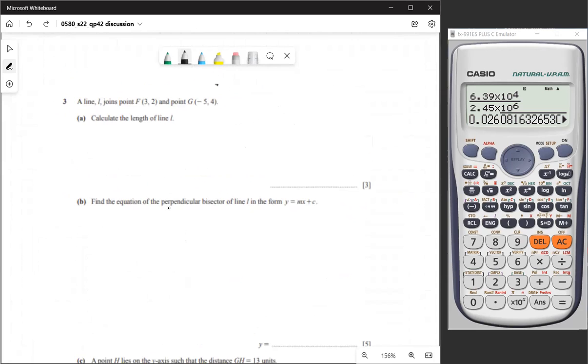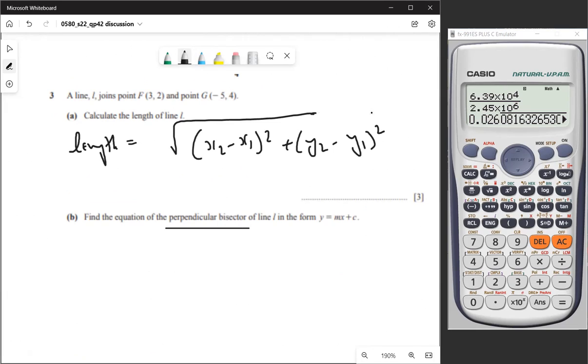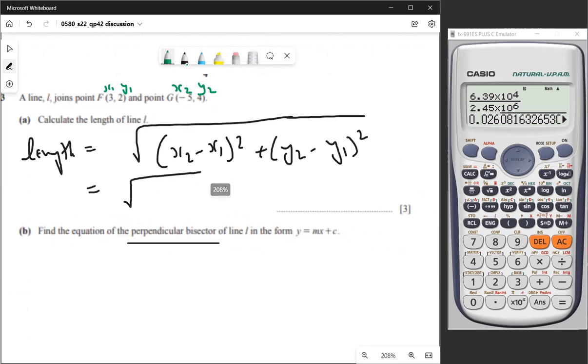Yeah, the perpendicular bisector part. Okay, let's start with the length of the line. The length of a line is always, write the formula: square root of x2 minus x1 squared plus y2 minus y1 squared. Let's call this x1, this x2, y1, y2. So x2 minus x1, so minus 5 minus 3 whole squared, plus y2 is 4 minus 2 whole squared.